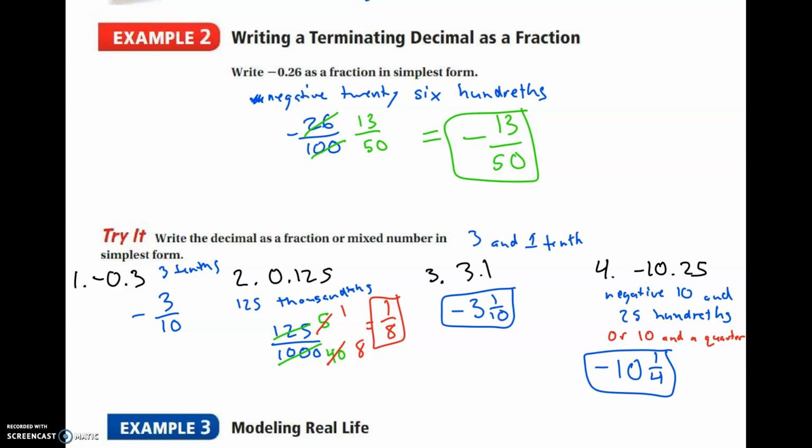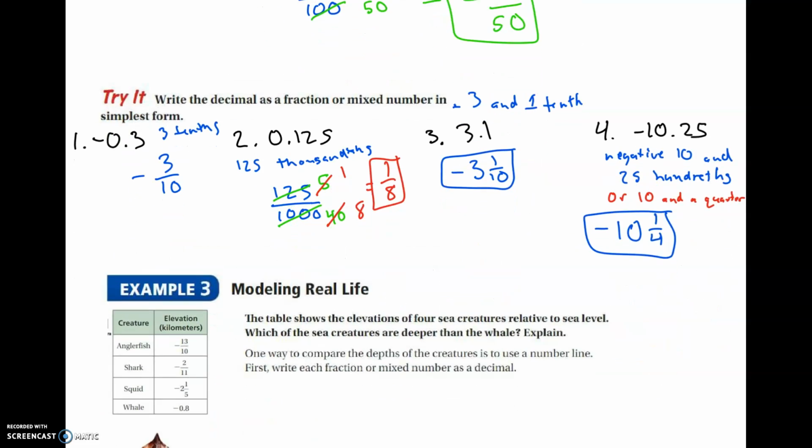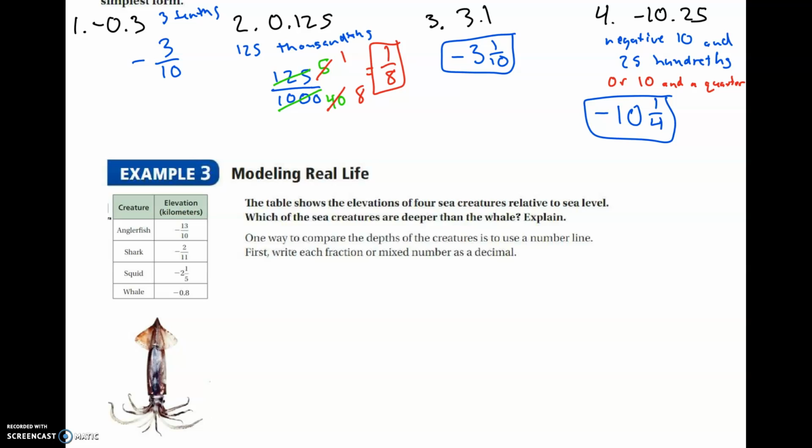So as you see, negative 3 and 1/10, and negative 10 and 25 hundredths, which is a quarter. That's one you're going to want to memorize, okay? A quarter and 0.25, you're definitely going to want to memorize that one. All right, so we've got one last problem.